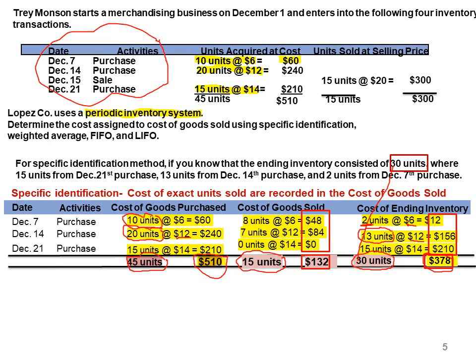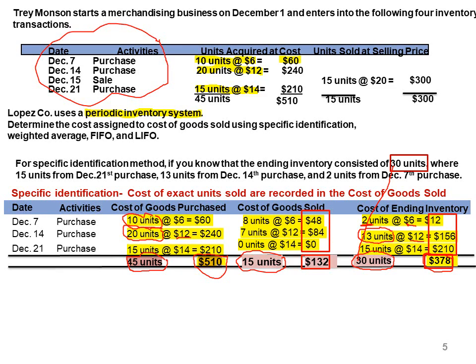Now, after I assigned cost to ending inventory, the second important thing to the company under the periodic system is to get the cost of goods sold. So cost of goods sold simply will be the difference. So here we have 45 units purchased and 30 units ending. Out of those 45 units, there are 30 units remaining.